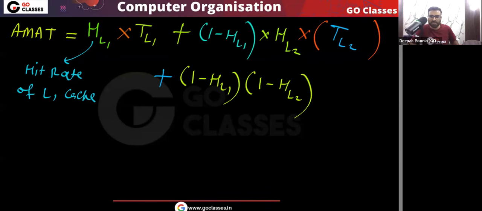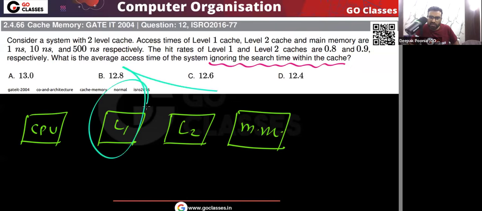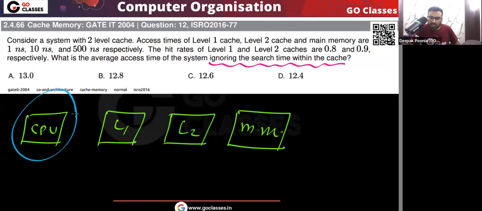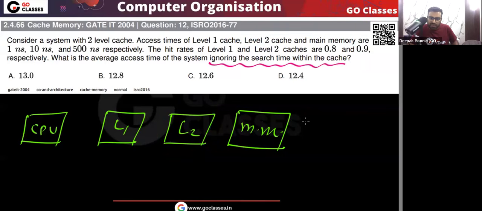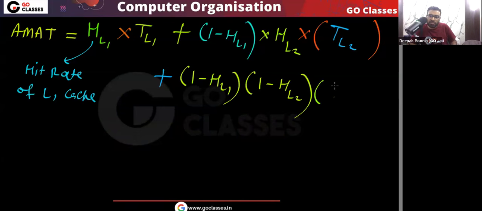In this situation, the data is not available in L1 and also not available in L2. When the CPU generates the memory request, first we search in L1, and that search time we ignore. Then we search in L2, and that search time we also ignore. And then we access the main memory. So when there is a miss in both L1 and L2, what is the total access time seen by the CPU? That is basically the main memory access time. Yes or no? That's it. So very simple. I hope you understood.